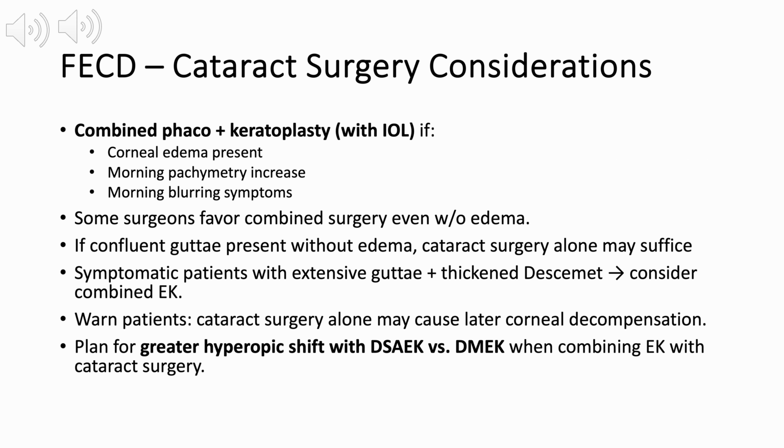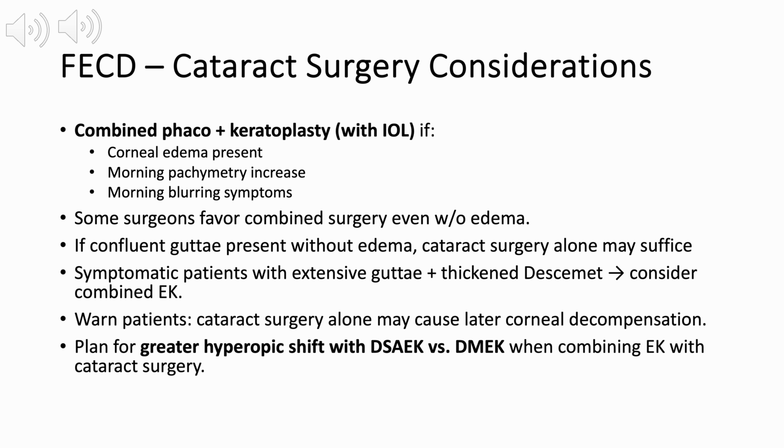When managing cataract surgery in patients with Fuchs, there are several important considerations. In patients with corneal edema, morning increases in pachymetry, or significant morning blurring symptoms, it is often best to perform combined phacoemulsification with intraocular lens implantation and keratoplasty at the same time.